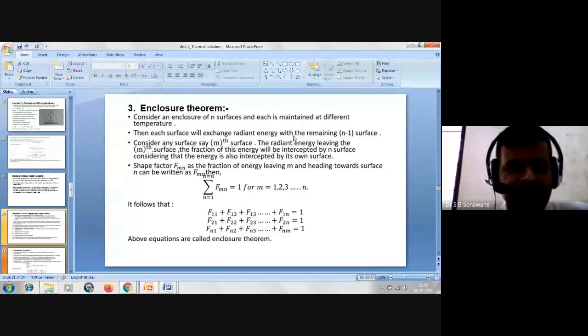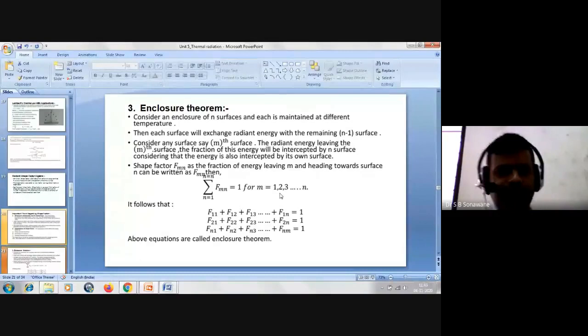We are basically interested in the net exchange of radiant energy between two surfaces or more than two surfaces. Now, according to the enclosure theorem, if you have n number of surfaces, and out of that one surface is emitting the radiation, here I have considered surface 1 emitting the radiation, and 1, 2, 3, 4, 5 up to n are the surfaces, then F11 plus F12 plus F13 up to F1n has to be equal to 1.